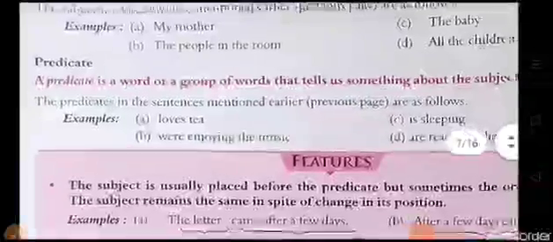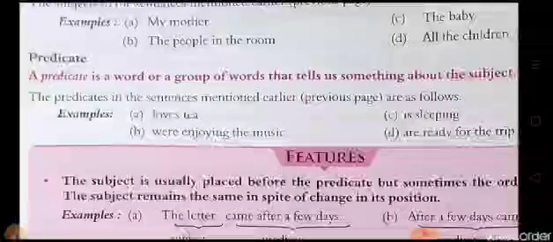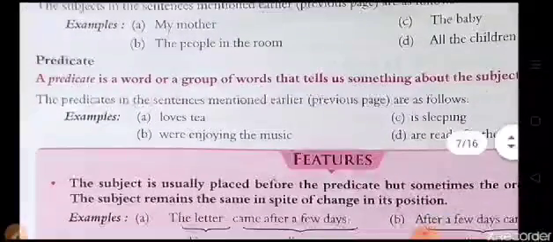And the predicate. A predicate is a word or a group of words that tells us something about the subject. The predicates in the sentences mentioned on the previous page we have already seen, so they are also given over here. Loves tea, is sleeping, were enjoying the music, are ready for the trip.